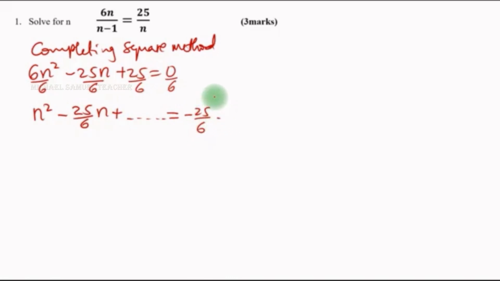So using the completing the square method, what must be added to the left hand side to make it a perfect square? Whatever must be added is half the coefficient of n, squared. So a half of minus 25 over 6, but everything we square it. The same has to be done on the right hand side. So minus 25 over, this will be 12.